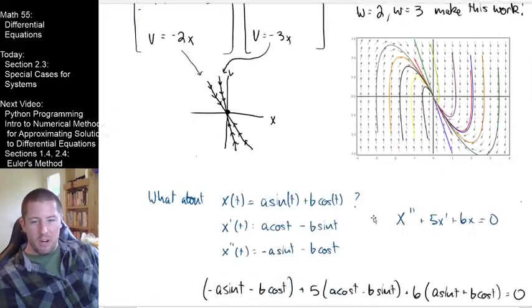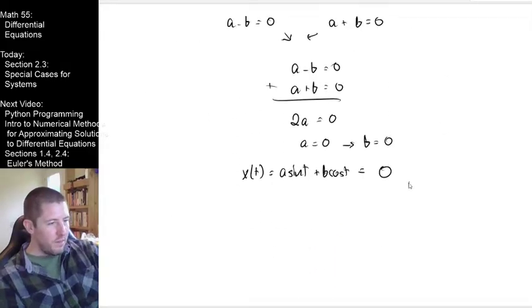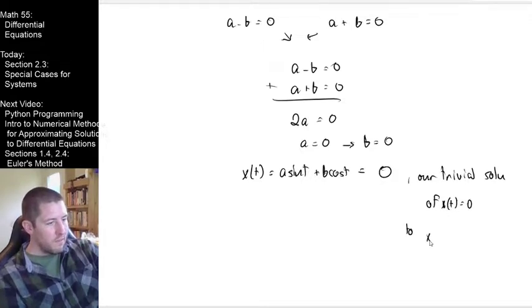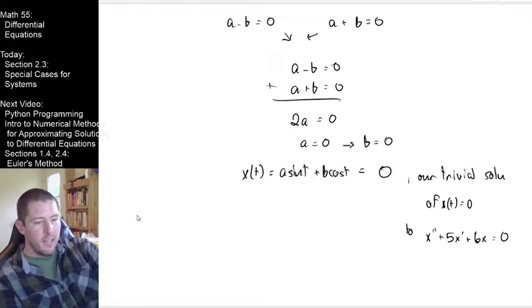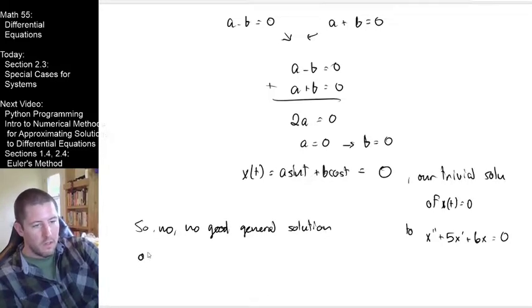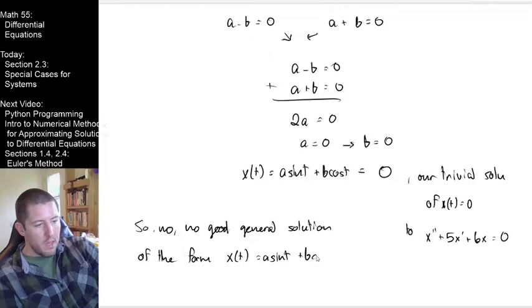Like we ended up in our trivial solution. So this is basically saying no. It doesn't look like we're going to get any good general solution of the form x of t equals a sine t plus b cos t, right?